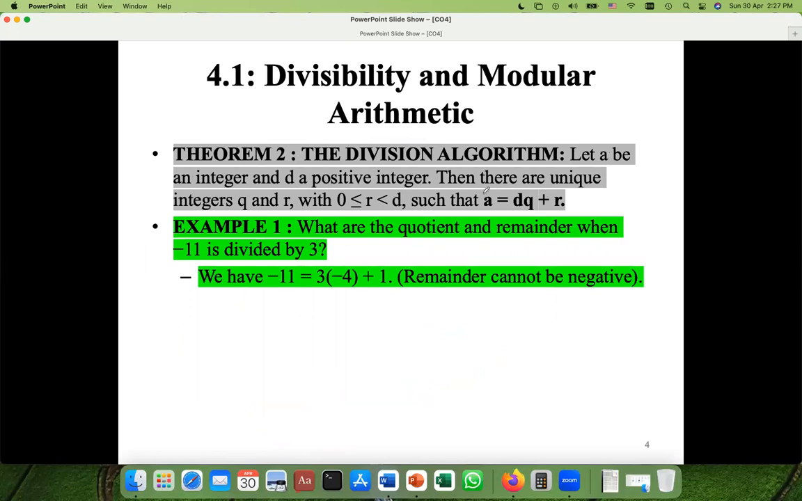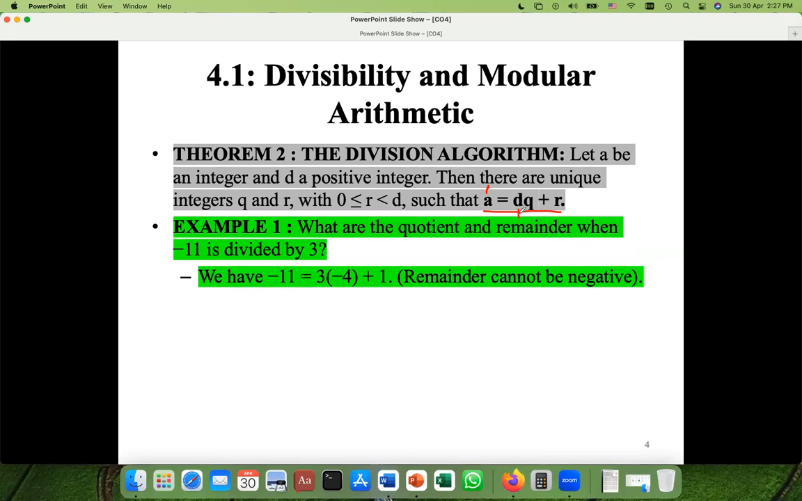For this theorem, we have finally this equation: A is equal to dq plus r. Here, A is simply an integer and D is a positive integer. When I say positive integer, it means 1, 2, 3, 4, not negative. A is simply a number and D is a positive number.